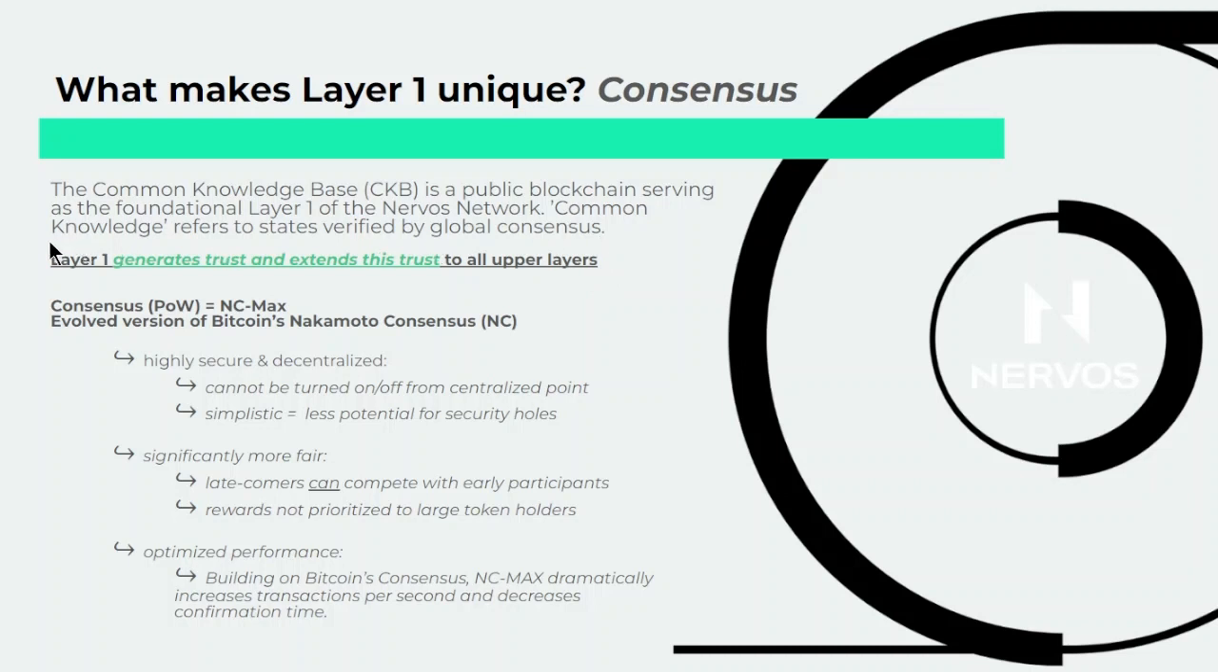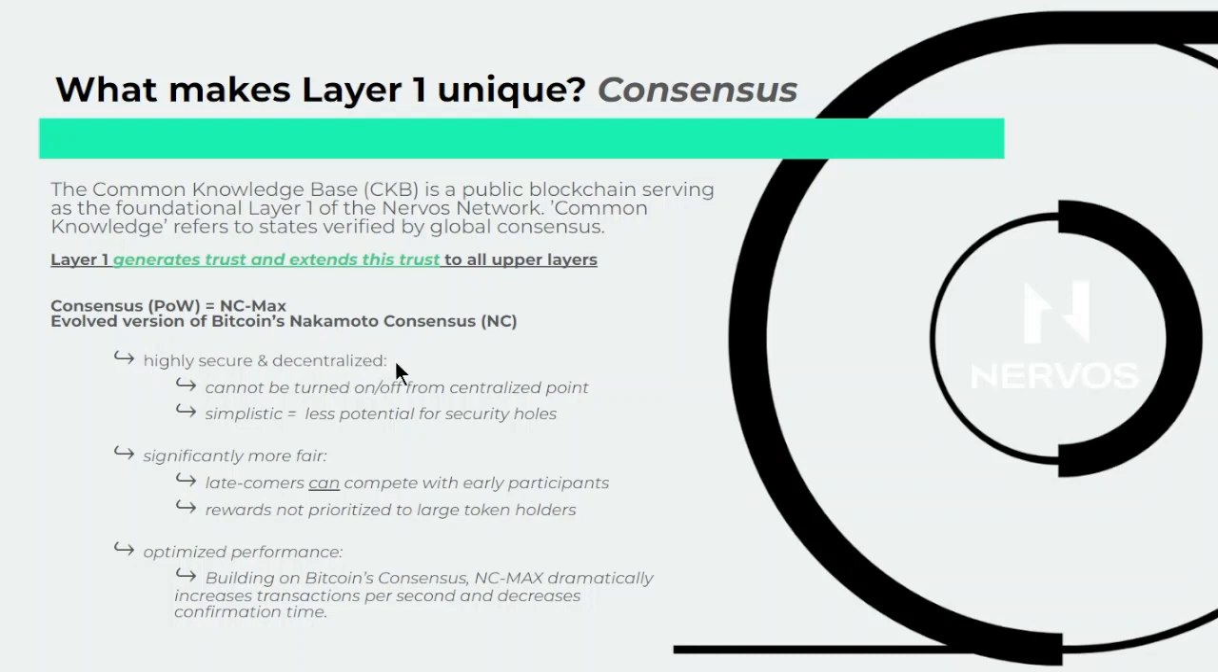So a really unique feature of our Layer 1 is our consensus model. It was designed at Nervos Network, and it's an evolved version of Bitcoin's Nakamoto consensus. And there were a lot of very intentional design decisions when it came to developing and researching how to improve consensus models and the creation of NC-Max. And there are so many added benefits in comparison to other alternative types of consensus and also Bitcoin's consensus as well. This is using proof of work. However, this has all these added benefits over proof of stake, which is why proof of work was chosen, such as it's highly secure and actually decentralized.